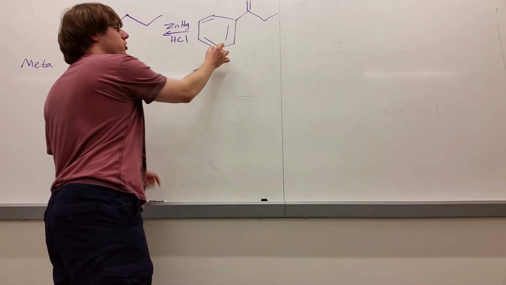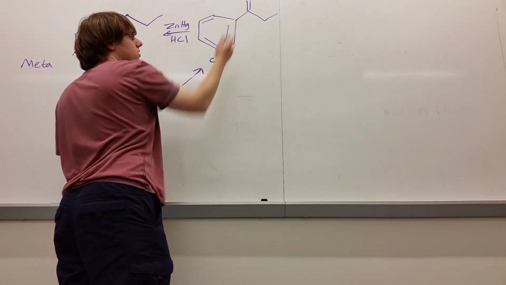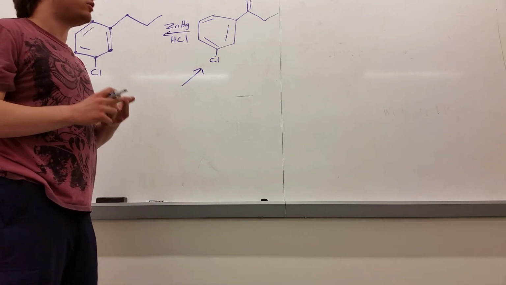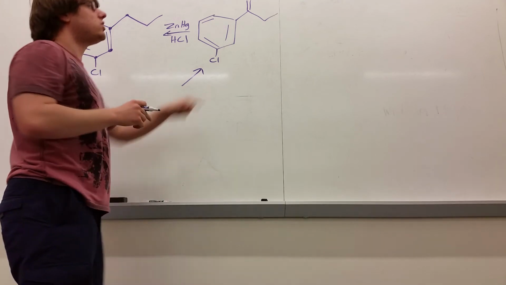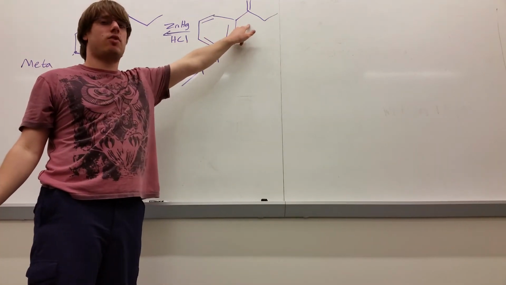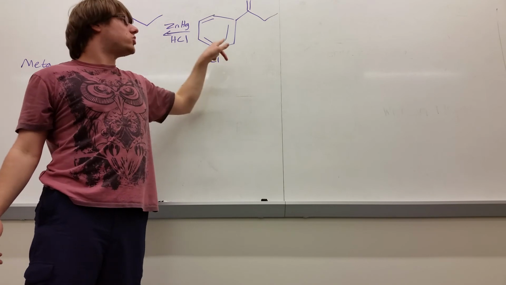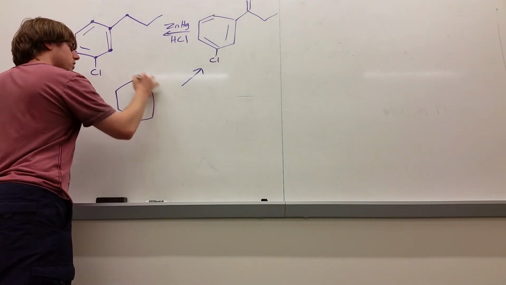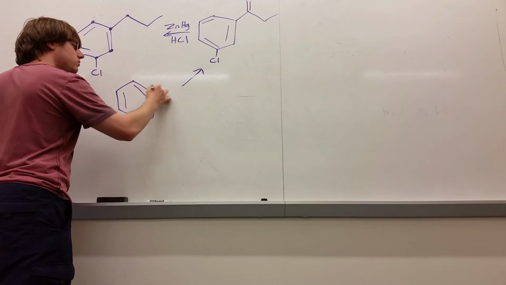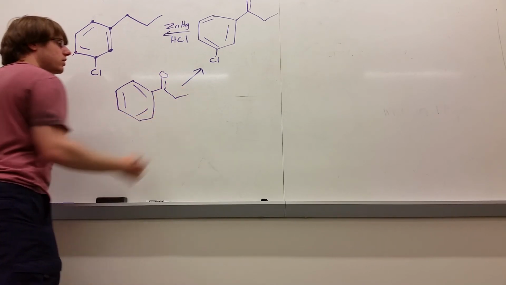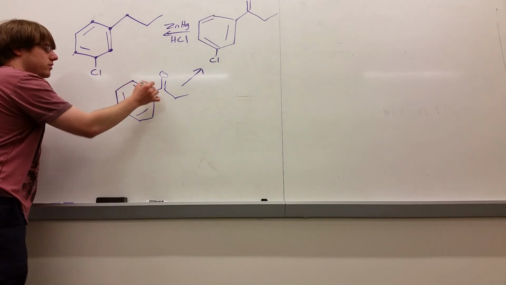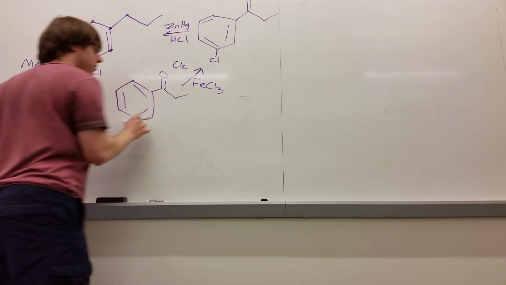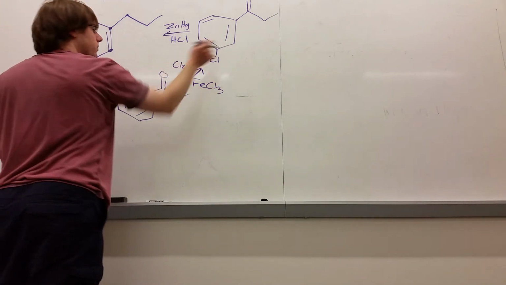Now I have an ortho-para director and I have a meta director. So I have 2 options. Do I add the chlorine first or do I add the carbon chain first? Well, we need the carbon chain to be on the benzene ring when we add the chlorine. So it can be directed meta, which means I need my reactant to look like this. Because this is a meta director. When that chlorine comes in, it will be added to the meta position here or here.